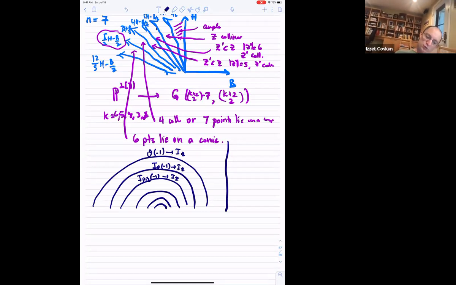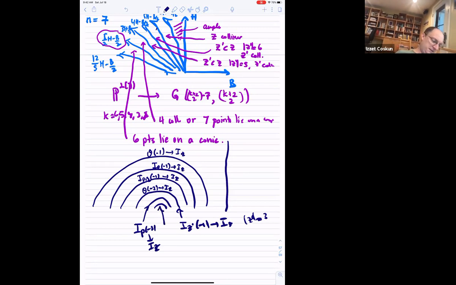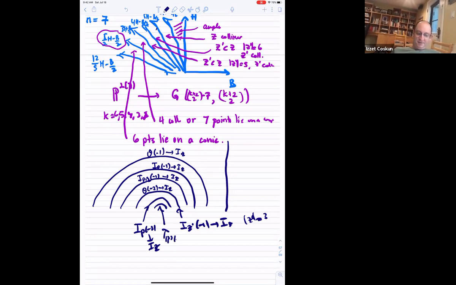Here you have 2 walls colliding. It's O of -2 mapping to IZ, or there are 2 descriptions of this wall, or you have IZ prime of -1 mapping to IZ, and here the length of Z prime is 3 now. Here it's IP of -2 mapping to IZ, and then this final wall is given by TP2 of -4 mapping to IZ. Okay.